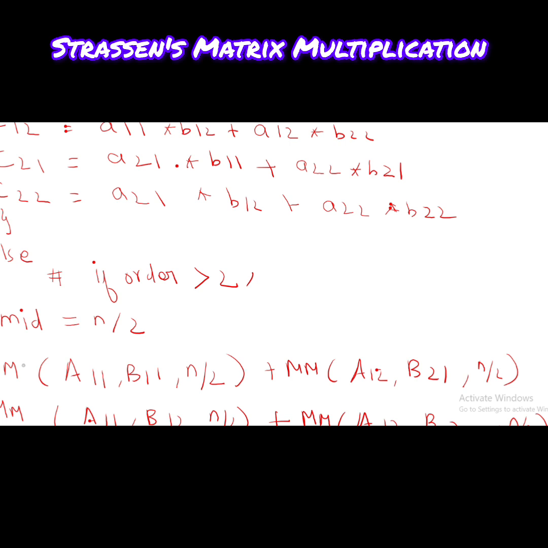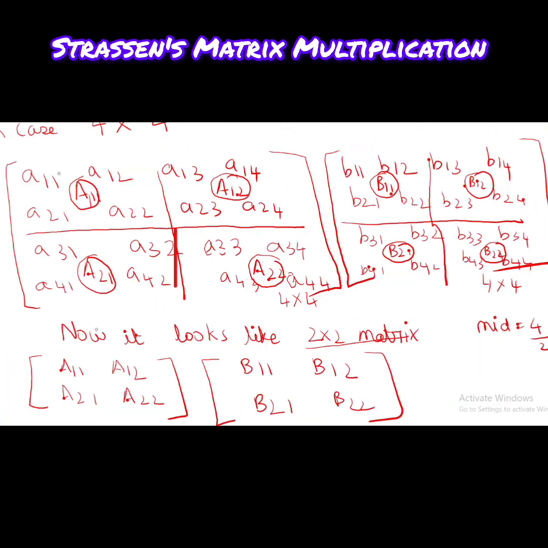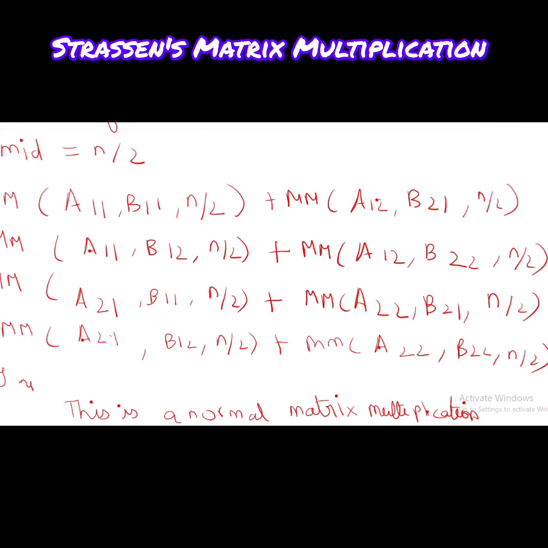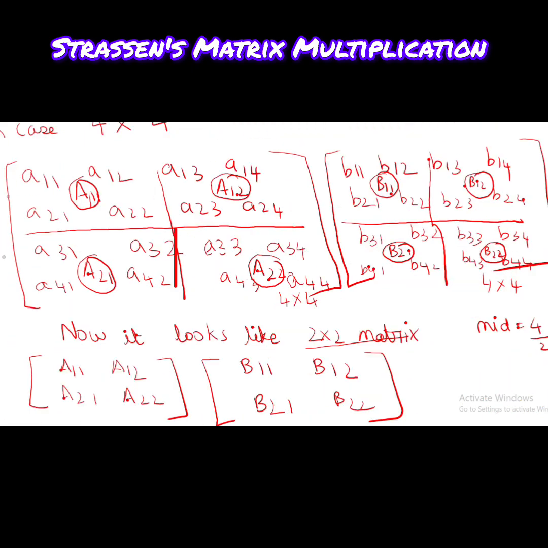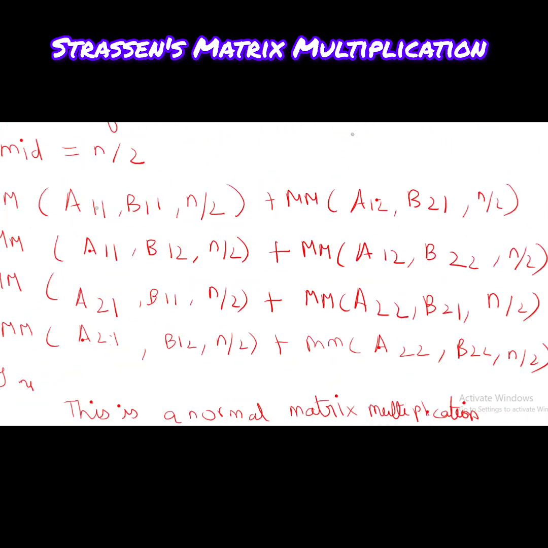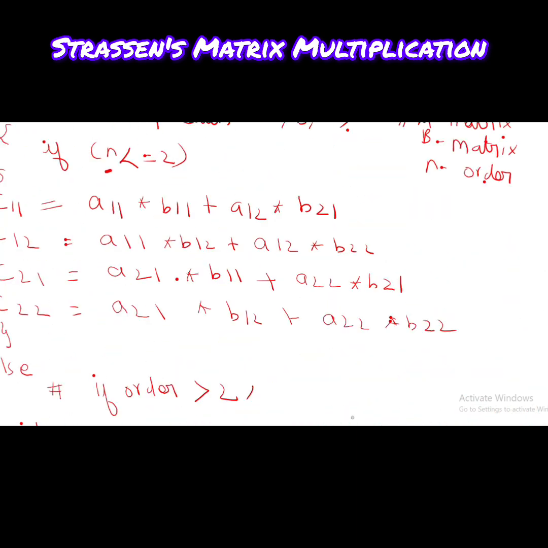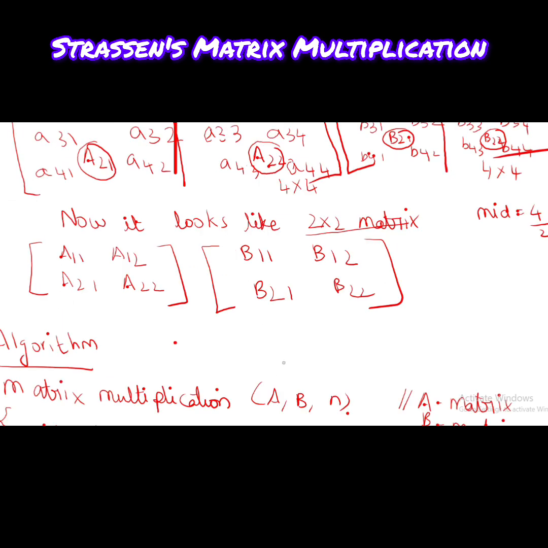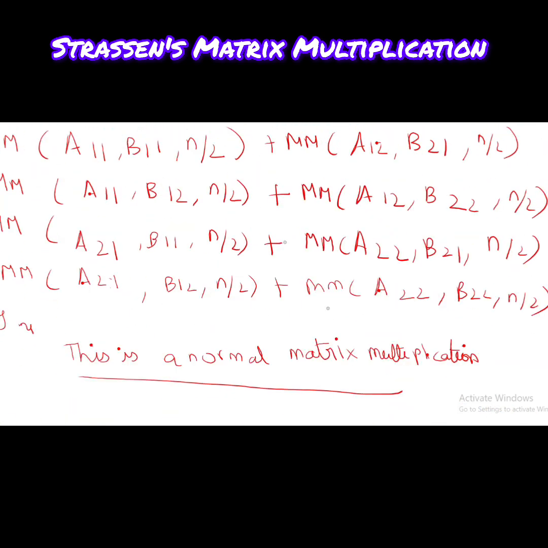Now it has become matrix multiplication of A11 into B11, of order n by 2. The same way as we have done the matrix multiplication for a 2 cross 2 matrix, the same thing we are doing here. So A11 B11 plus matrix multiplication of A12 and B21.